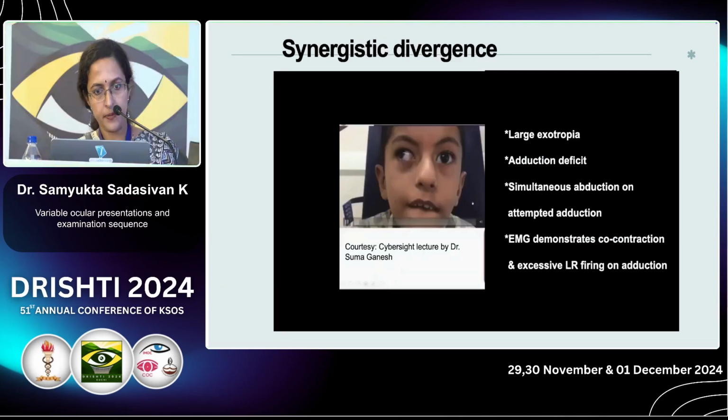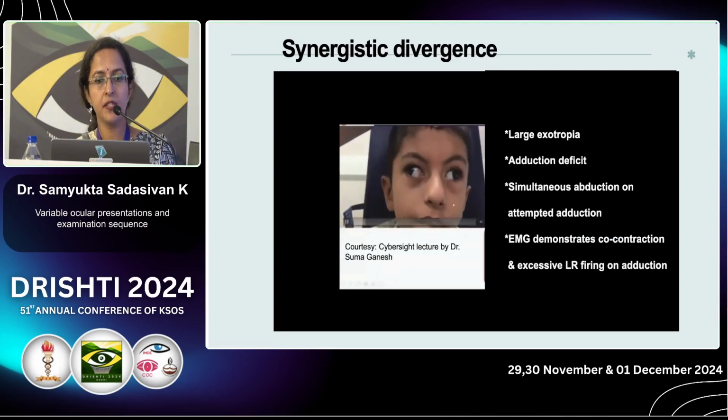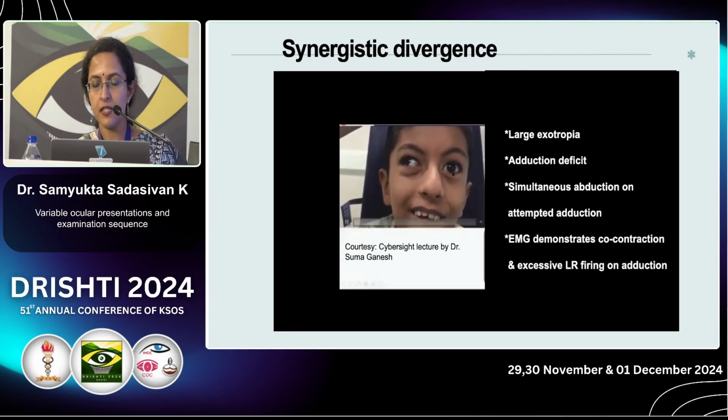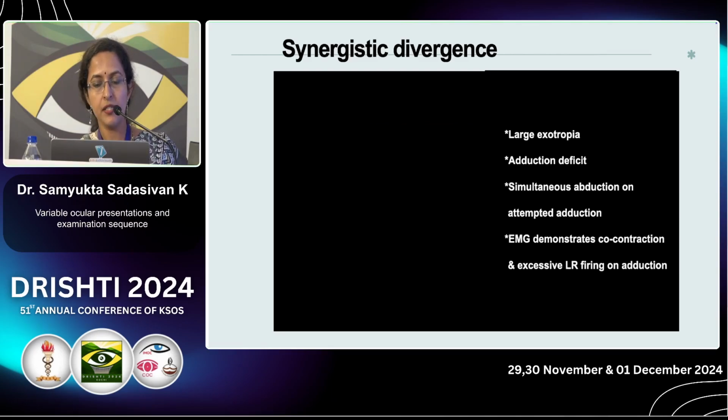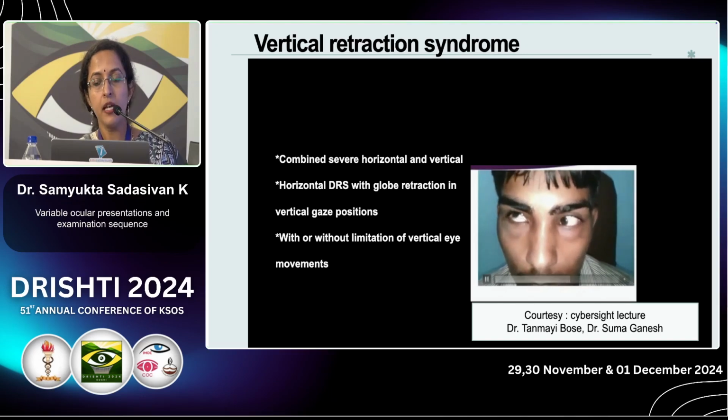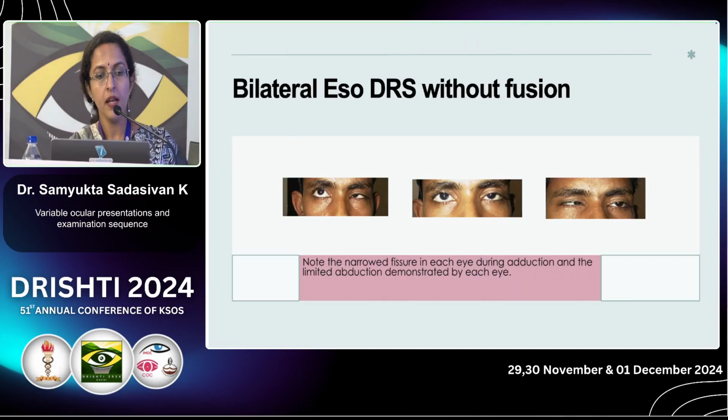Now, this is a case of synergistic divergence, where you see large exotropia with gross adduction deficit, and as soon as the patient attempts adduction, there is a simultaneous abduction. And this is vertical retraction syndrome. Here, there is a horizontal DRS with globe retraction in vertical gaze positions. There may be associated limitation of vertical eye movements. Here, this patient has a limitation in infraduction. And this is bilateral ESO-DRS without fusion.